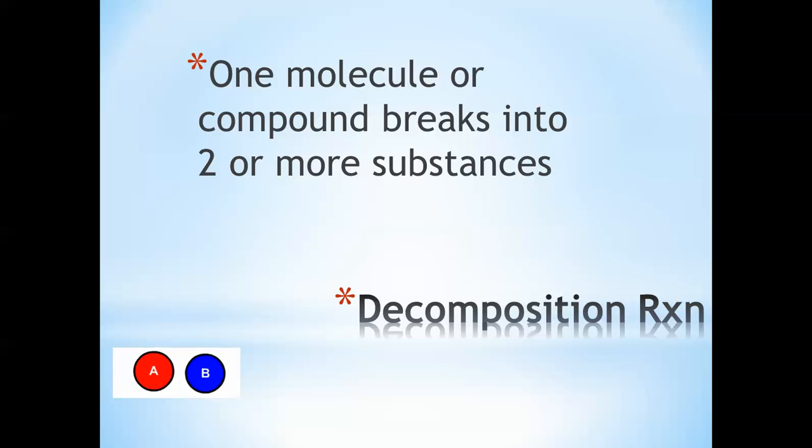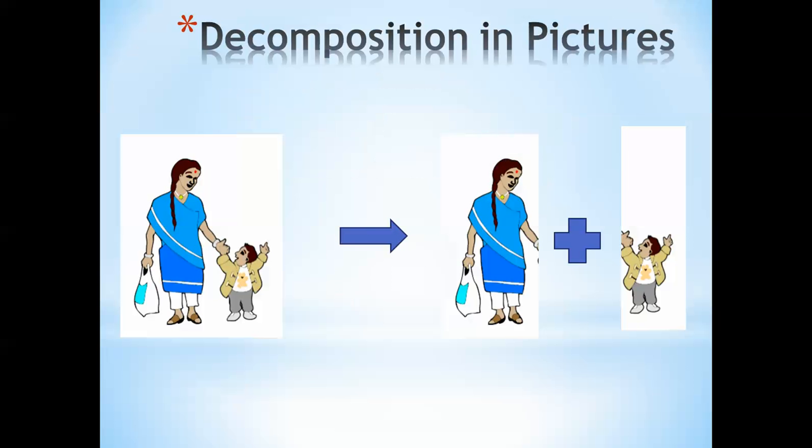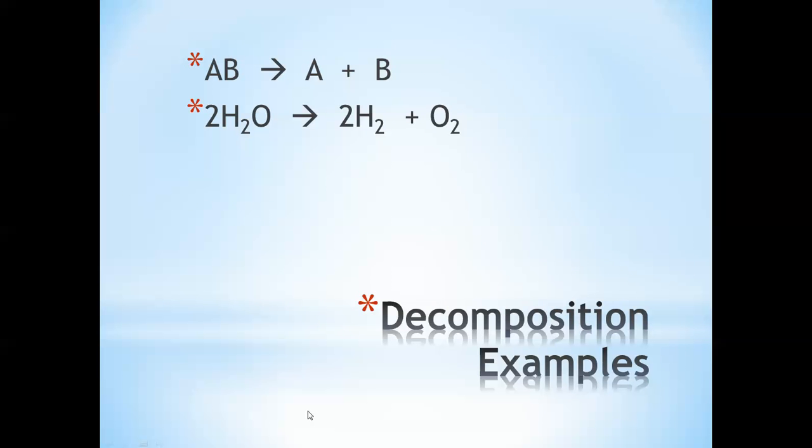In a decomposition reaction, you see just the opposite of what you see in a synthesis reaction. 1 molecule or compound breaks into 2 or more substances. In this picture, you see a woman with her child, and that yields the woman alone and the child alone. So that's decomposition in pictures. In equation form, you could say AB yields A and B. Again, 1 reactant breaking down into 2 or more products.